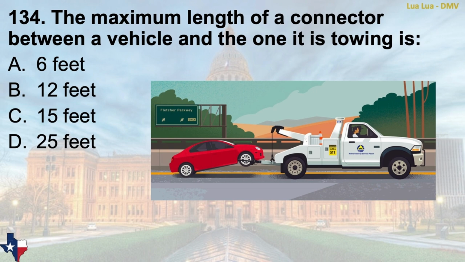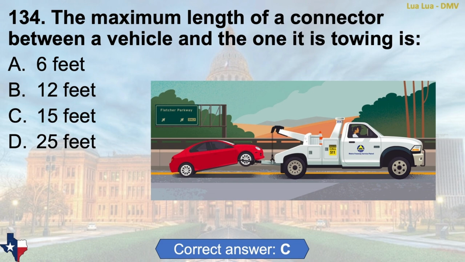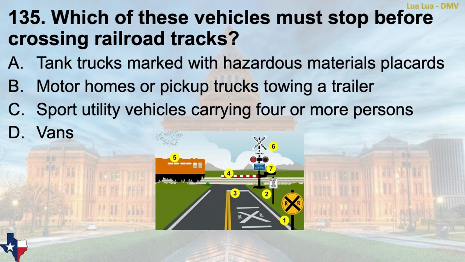Question 134. The maximum length of a connector between a vehicle and the one it is towing is A. 6 feet. B. 12 feet. C. 15 feet. D. 25 feet. The correct answer is C. 15 feet.